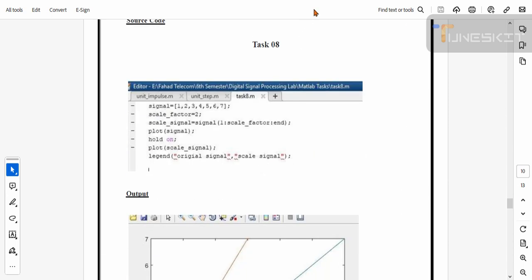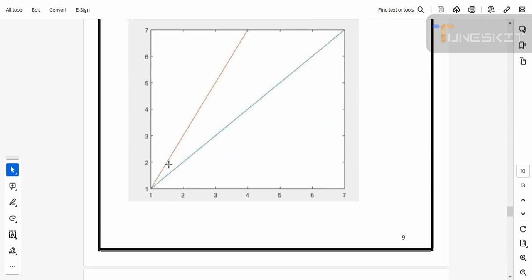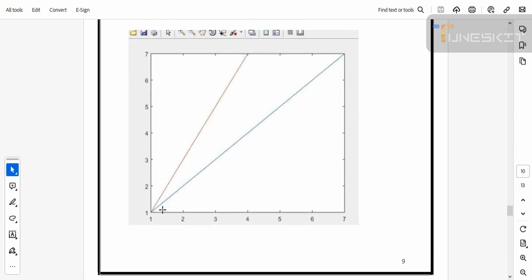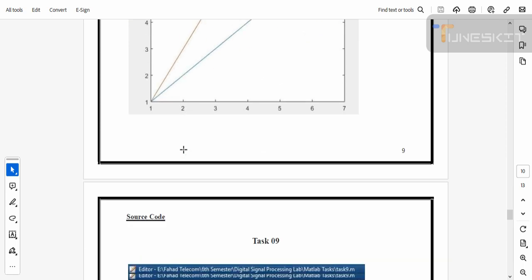In task number 8, we define an array, signal is equal to 1 to 7. In this task, we have to scale the signal, where the scaling factor is equal to 2. We use the scale signal command. After this we are using the plot command to plot the graph and also add a title. When we simulate this code, we can see two different signals, shown as a blue and a red line.